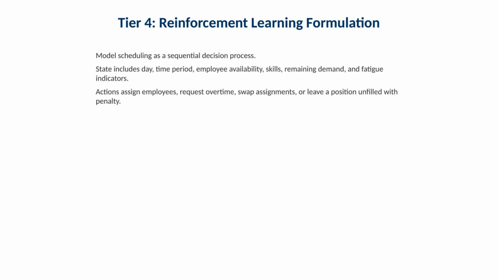In this formulation, the state includes the current day and time period, which employees are available, the skill distribution across already staffed shifts, remaining demand requirements, and historical assignment patterns. It may also include fatigue and preference indicators. Actions can include assigning a specific employee to the current shift, requesting overtime, swapping assignments, or leaving a position unfilled with a penalty. Operationally, this matches how scheduling often happens in reality, as a sequence of decisions under constraints and uncertainty.